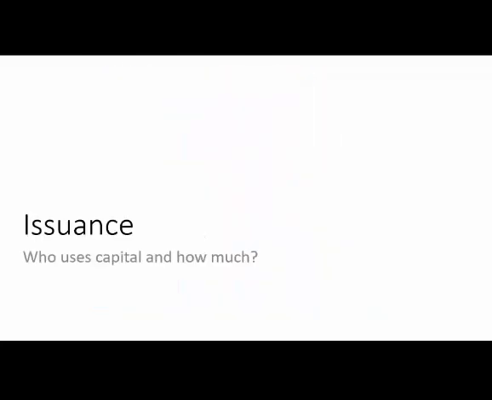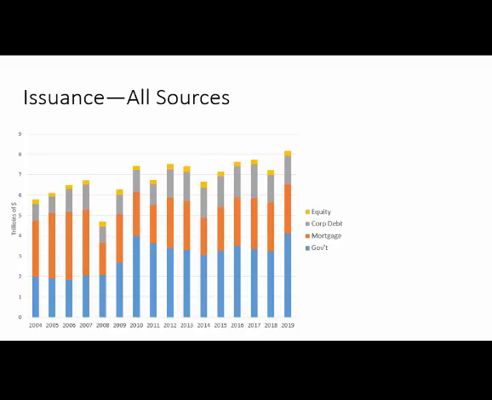So first, let's look at issuance. Who uses capital and how much? Here's the dollar value of issuance of new securities in U.S. capital markets. On the y-axis, trillions of dollars. So if you look at 2019, the bar on the far right, the government is the biggest issuer. That's the blue part at the bottom of the bar. And then mortgage and asset-backed securities is the rust-colored bar. And then we see corporate debt is the gray piece, and then corporate equity, the little yellow piece at top.